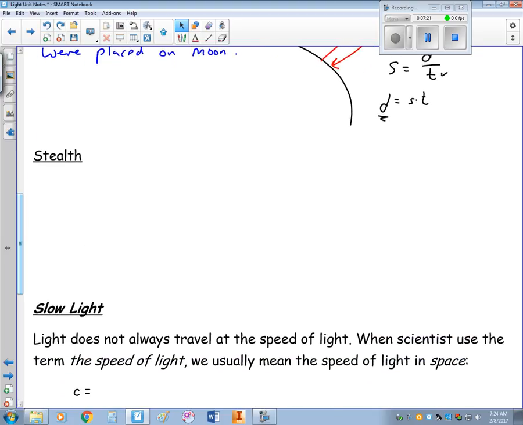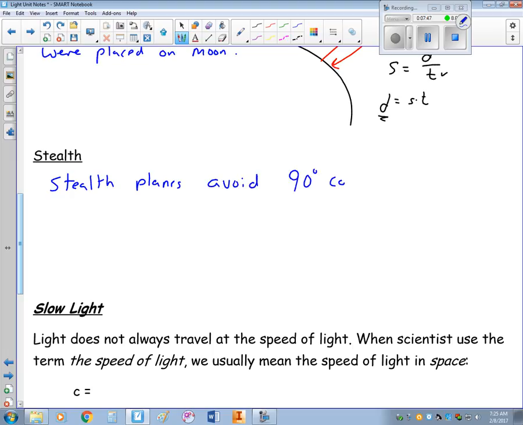We can also use this in a way to talk about stealth technology. Corner reflectors have to make 90-degree angles with each other. So what we do is we design a spacecraft that avoids 90-degree corners. And since they have no 90-degree corners, any radar that hits the plane will not reflect back to its source, and then the plane kind of becomes invisible to radar.